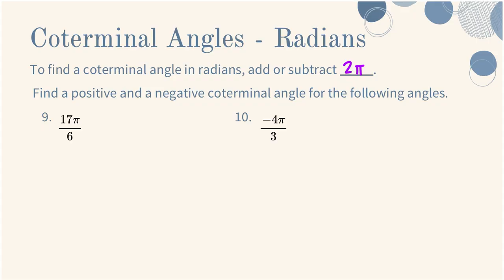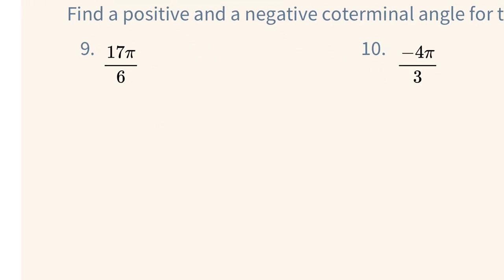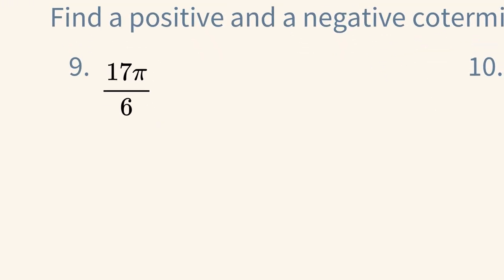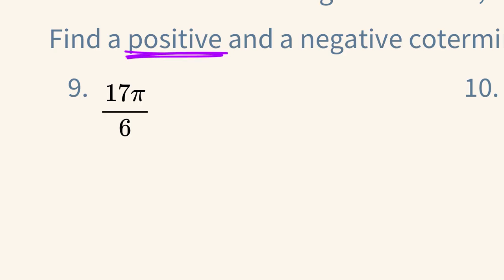So these are radians. Clearly they look different than degrees. If they're asking me for positive and negative coterminal angles for the following angles, same instructions, but I'm not using 360, I'm using 2 pi. So going ahead and doing the examples, I'm going to look at number 9. Again, I need both positive and negative coterminal angles. So I'm going to add 2 pi.